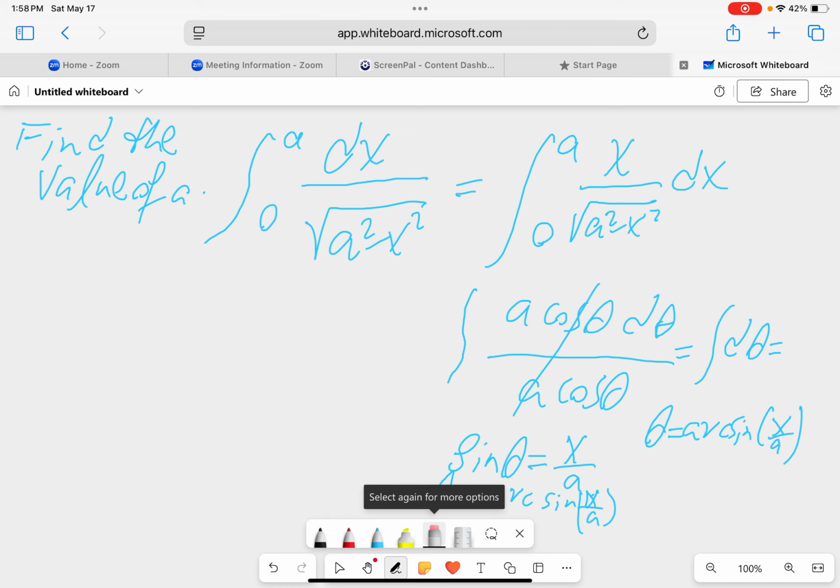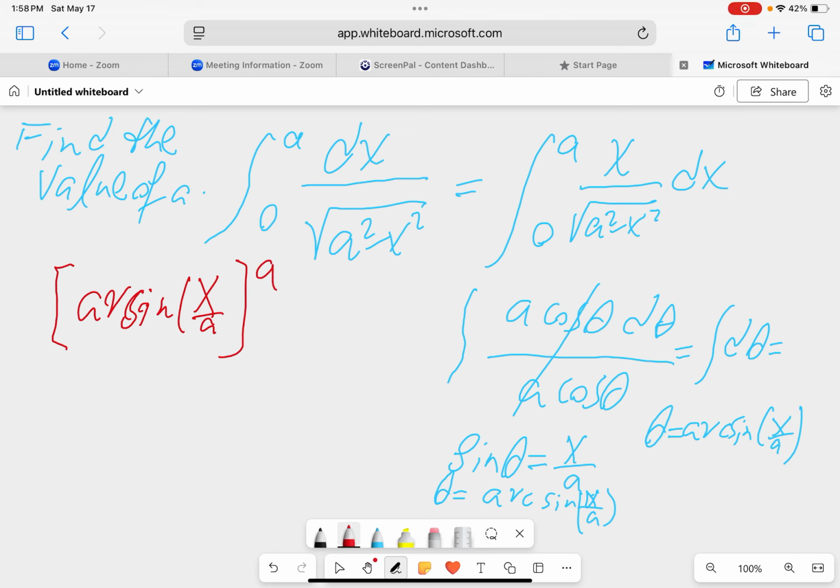Okay. So we're going to write it with red. I have arc sine of x over a, and the interval is a to 0, right? We are evaluating the left hand side of the integration. We integrate the left integral, which we did, and the result is going to be finding the interval between a to 0, substituting a and 0 for the x.